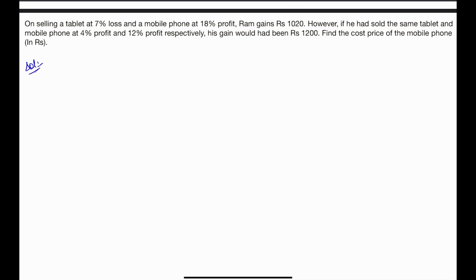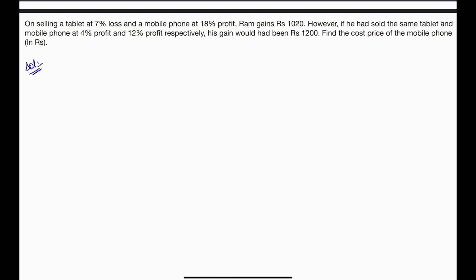Let's solve this question. On selling a tablet at 7% loss and a mobile phone at 18% profit, Ram gains 1020 rupees. However, if he had sold the same tablet and the mobile phone at 4% profit and 12% profit respectively, his gain would have been 1200 rupees. So find the cost price of the mobile phone in rupees.